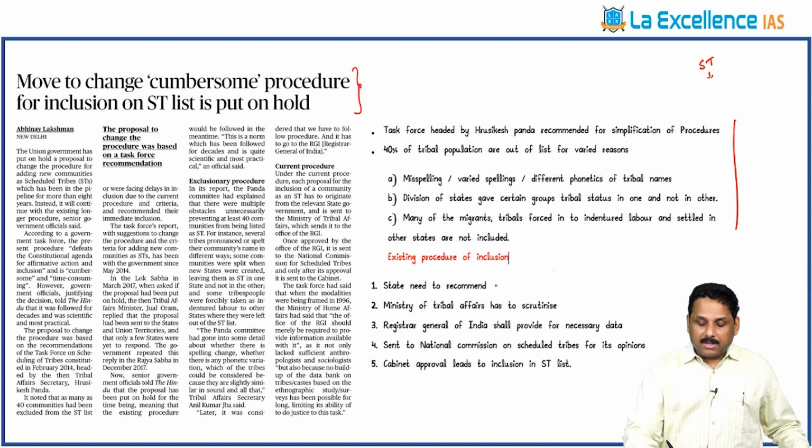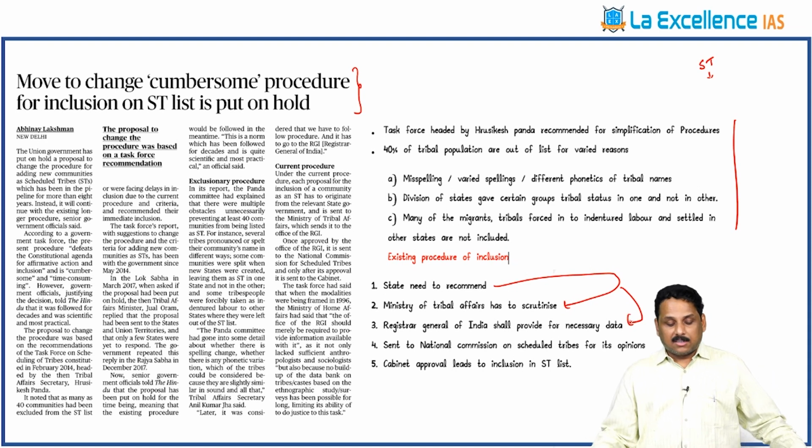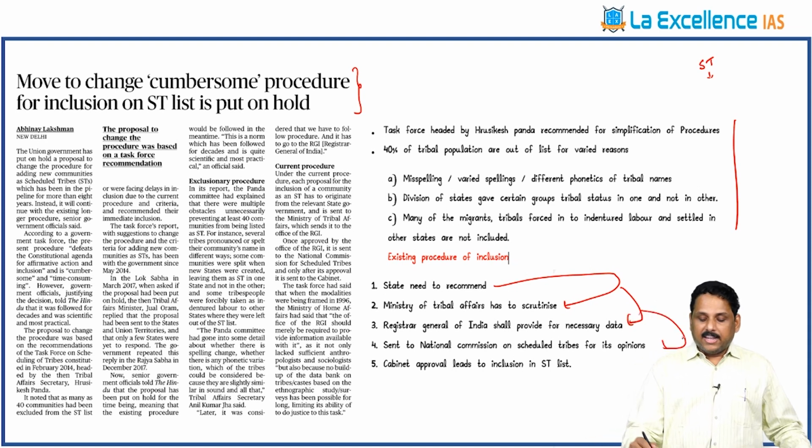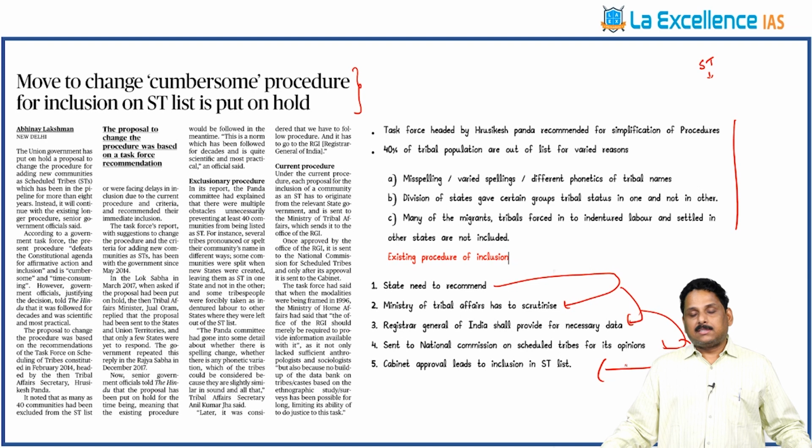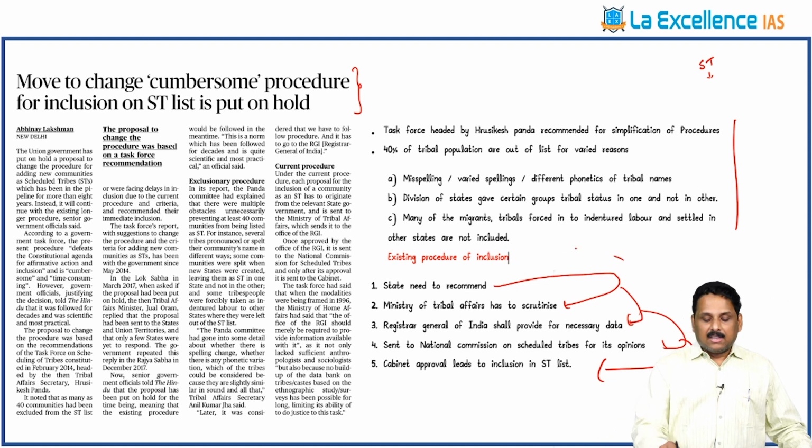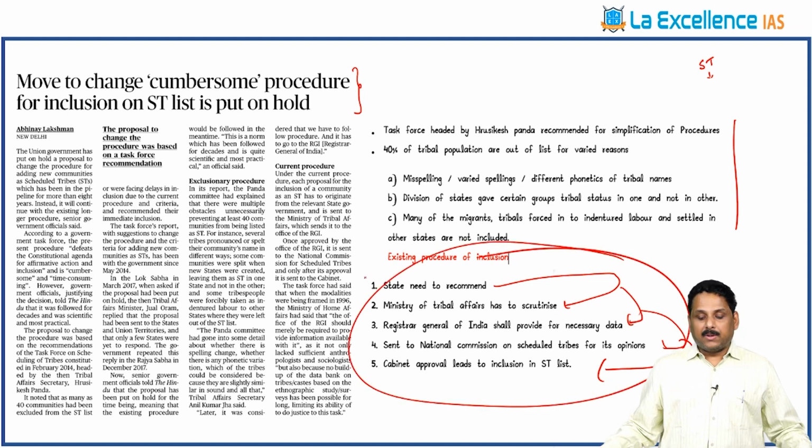First, the state government has to propose it. Then it goes to the Ministry of Tribal Affairs. Then it has to be verified with the Registrar General of India. Then the National Commission for Scheduled Tribes will give its opinion. After that, it goes to the cabinet, and the name enters the ST list after the approval of the cabinet. This five-step process has to be simplified. That is the Hrushikesh Panda Committee recommendation, and it has been dumped now.